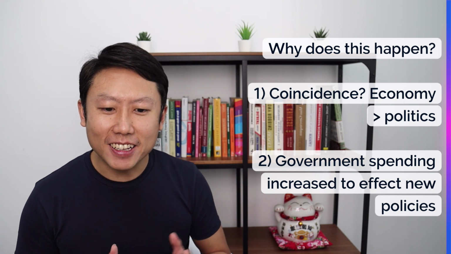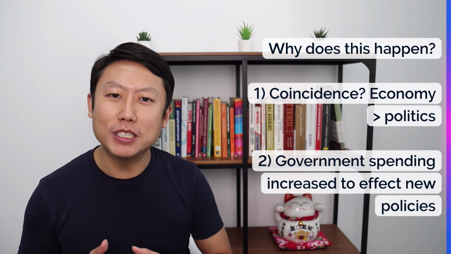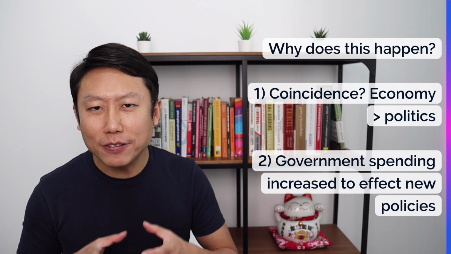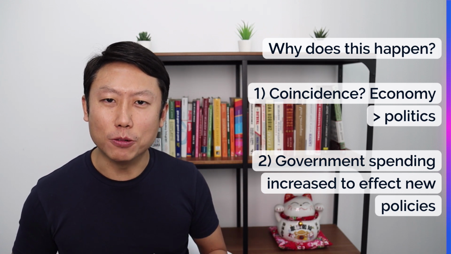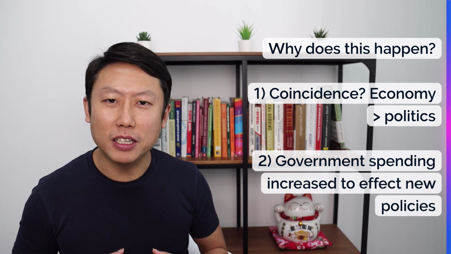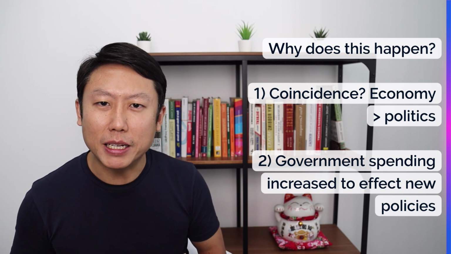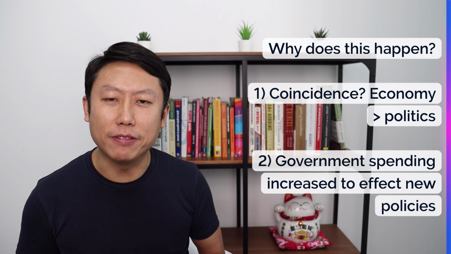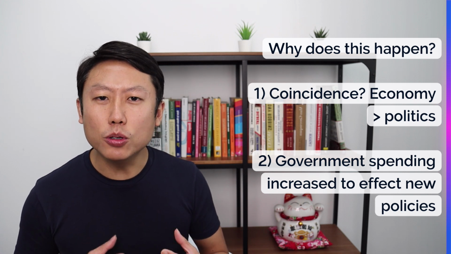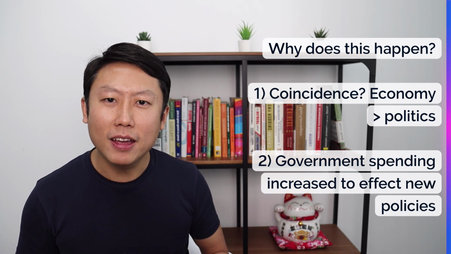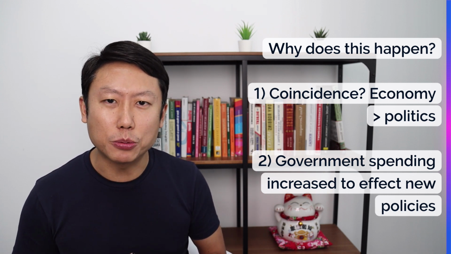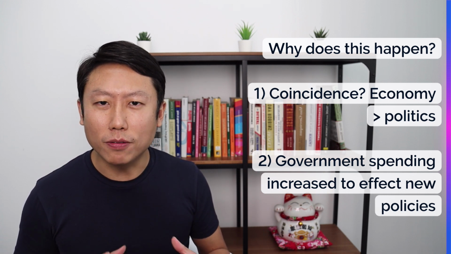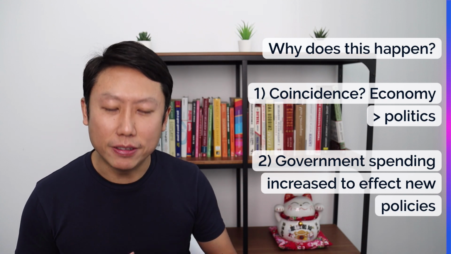And the second is about government spending increasing to effect new policies, right? Because after the new Congress is formed, the legislative body will start to enact new laws, and then they will need to spend to make the policy work in real life. So that could benefit some of the companies out there, seeing higher revenue, higher profits, and then probably that's why the share price went up. So these are two of the more common reasons that were given.